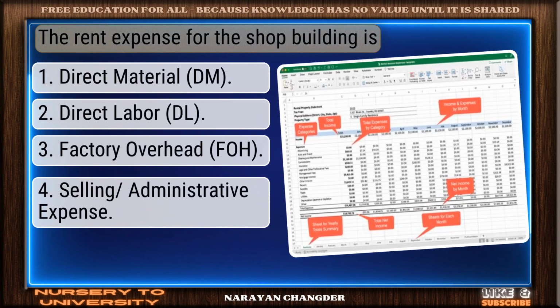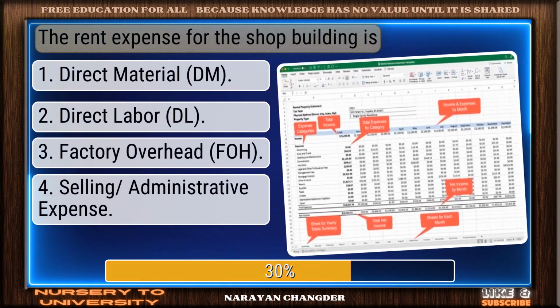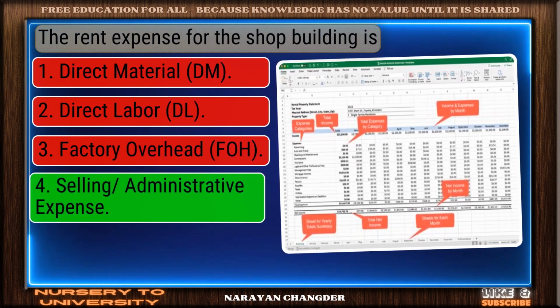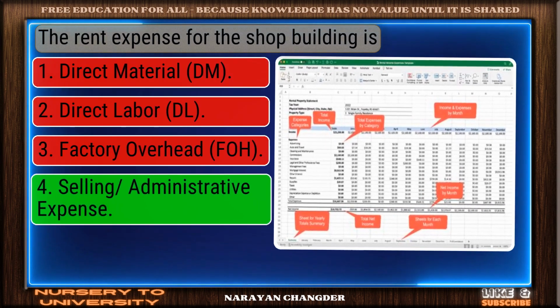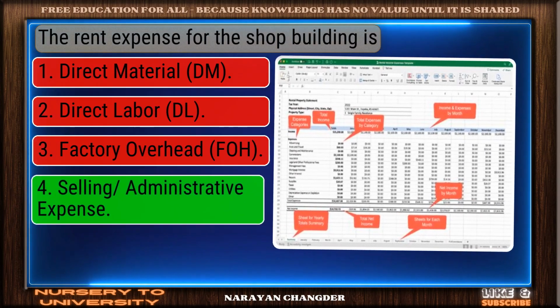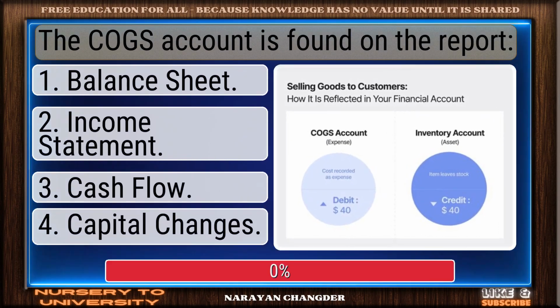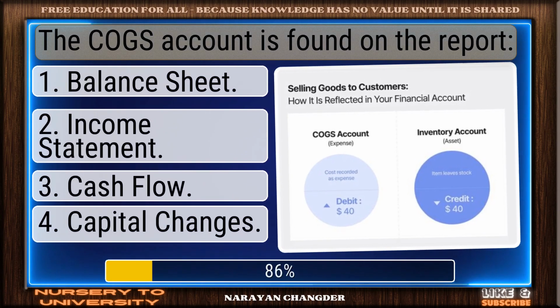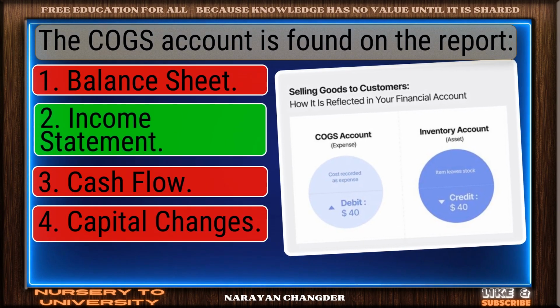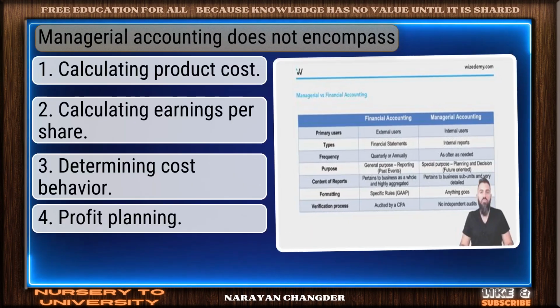The rent expense for the shop building is. Perfect. Selling administrative expense is the correct choice. The COGS account is found on the report. You chose income statement, and it is correct.